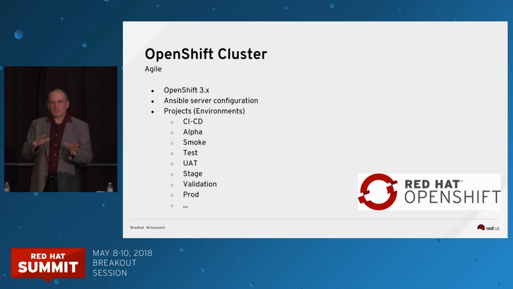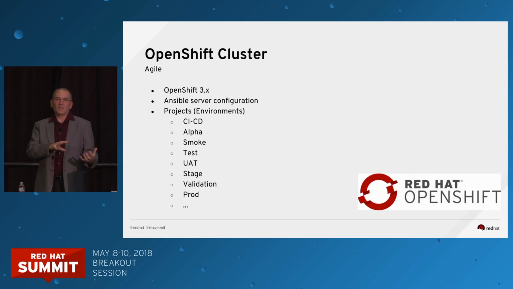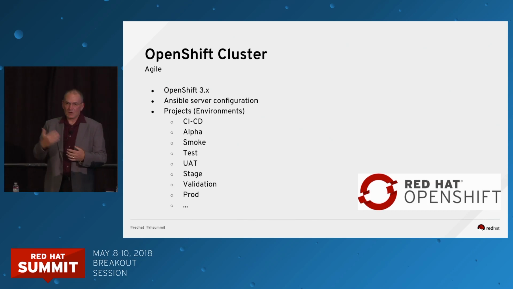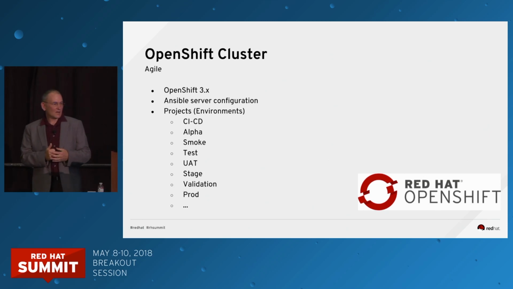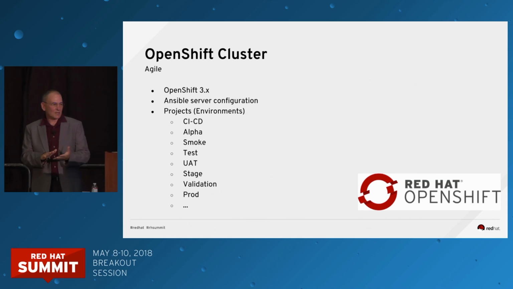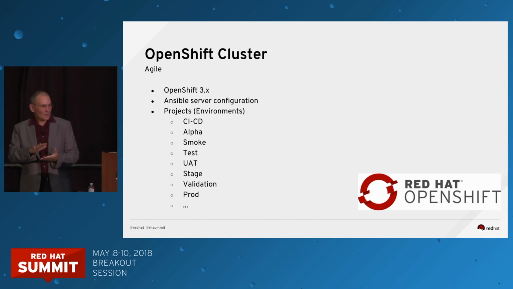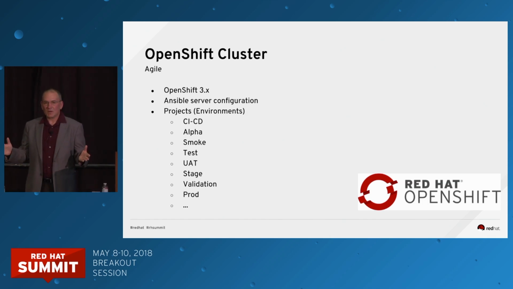But what we've actually seen is our use of technologies like Salt and Ansible is going down. Once we get OpenShift installed, all our configuration is done within the OpenShift platform. So our need to actually use configuration management on the server is not as much as it was in the early days of Docker. The projects we've set up inside OpenShift: we've got a CI/CD project, an alpha project, a smoke project, a test project, UAT, stage, validation, production, and anything else that needs to be spun up quickly.